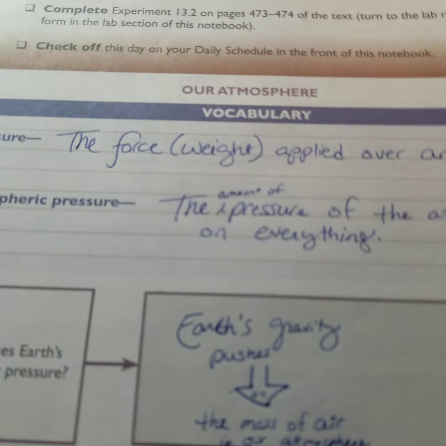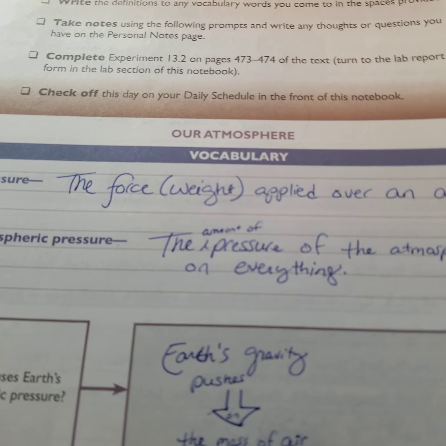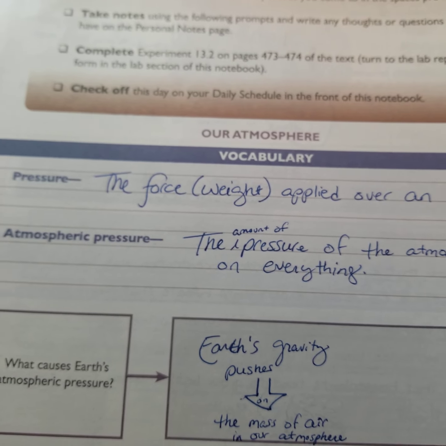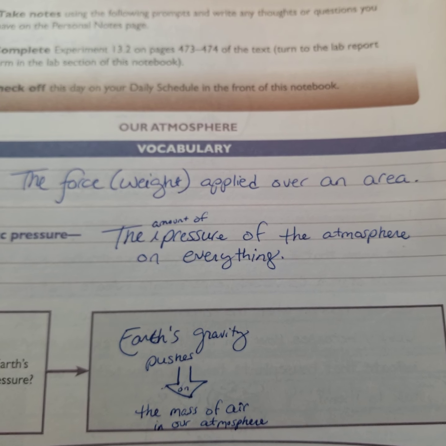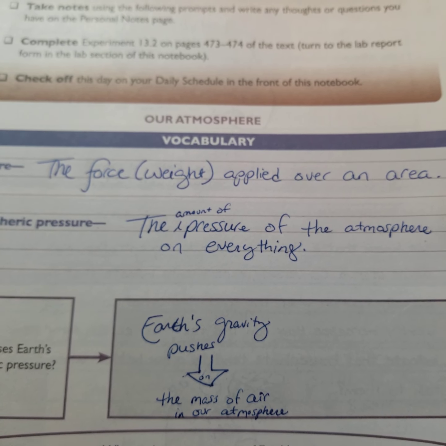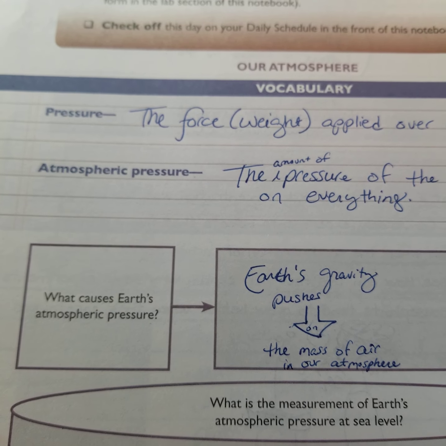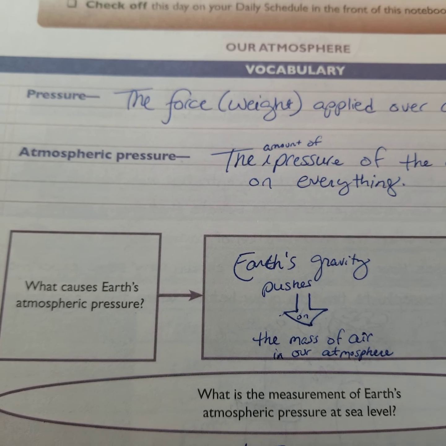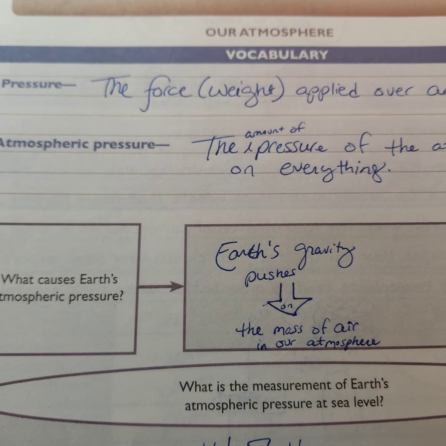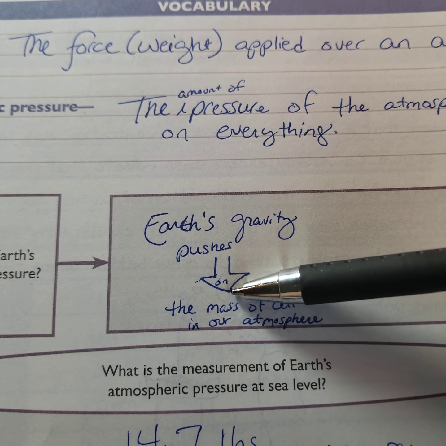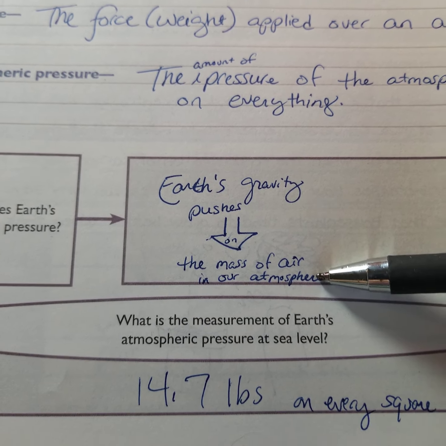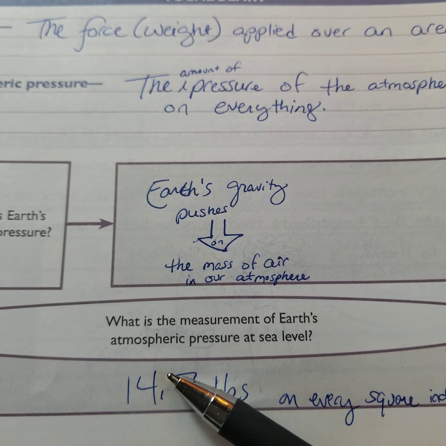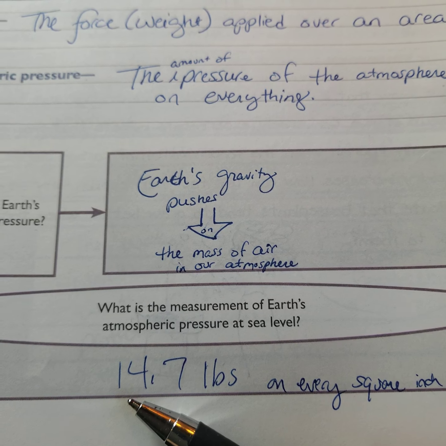All right, let's turn to 392. Pressure is defined by the force or weight applied over an area. Atmospheric pressure is the amount of pressure of the atmosphere on everything. I find this really fascinating. So there's pressure because there's mass in that air, and then there's gravity pushing down. So here it is, gravity pushing down on the mass of the air in our atmosphere. They can actually weigh it and measure it and say, here's how much it is.